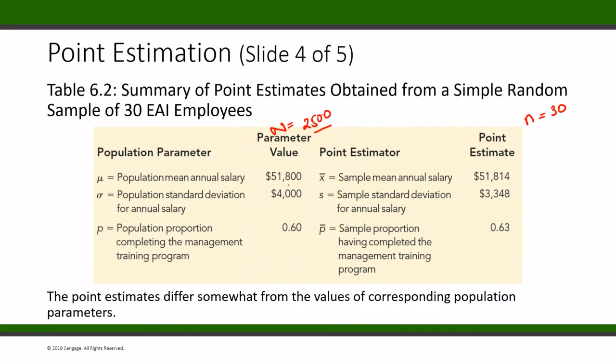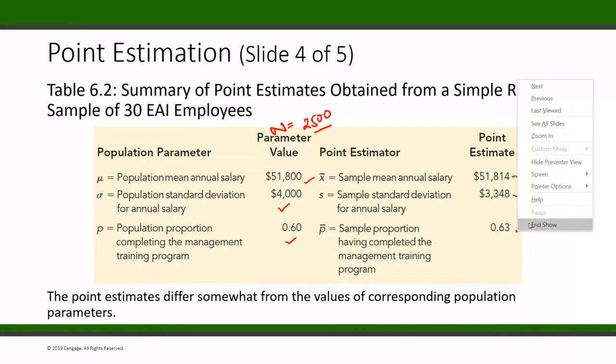We can find the average and standard deviation of the population and see how many of them actually got the training and how many did not. You can also find all three from the Excel. And then in the separate Excel file, you should see the average salary of the 30 employees, their standard deviation, and their proportion.